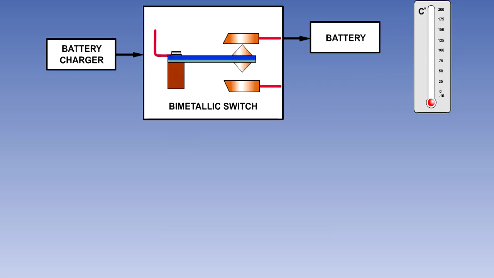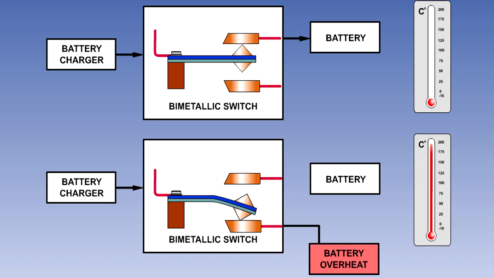Bimetallic switches are often used in battery charging circuits. The switch is placed in close proximity to the battery to monitor its temperature. Should the battery temperature become excessive, the switch will operate to shut off the charging current and put on a warning light.